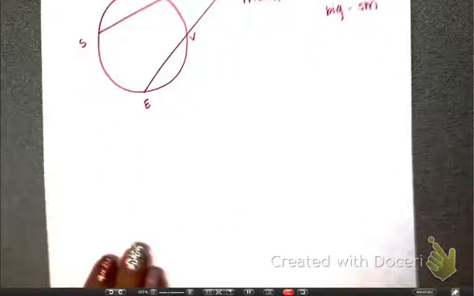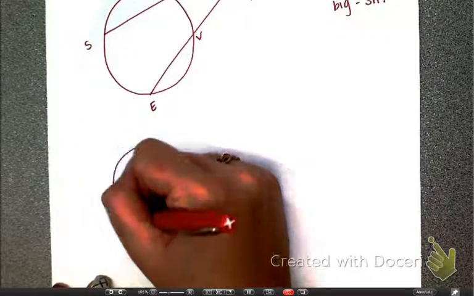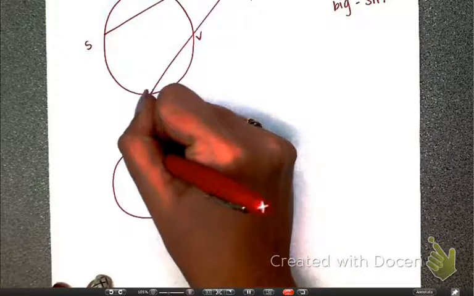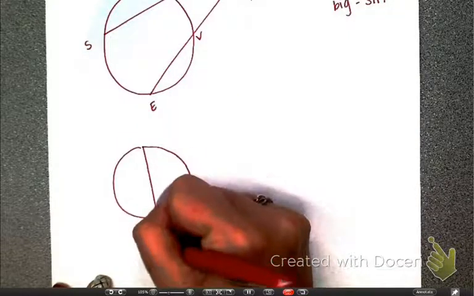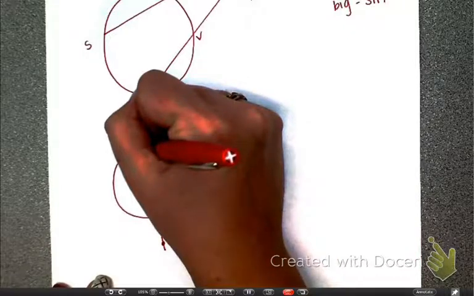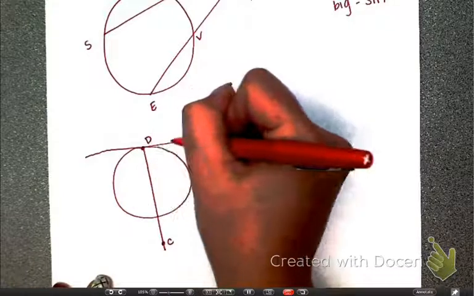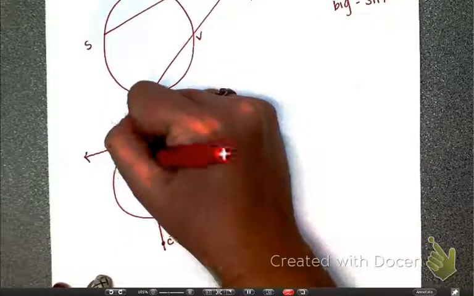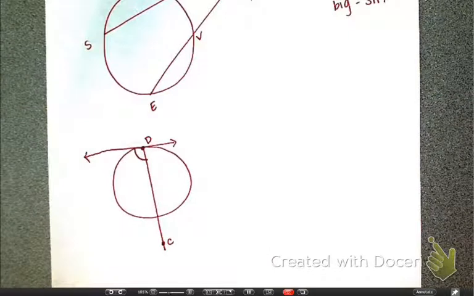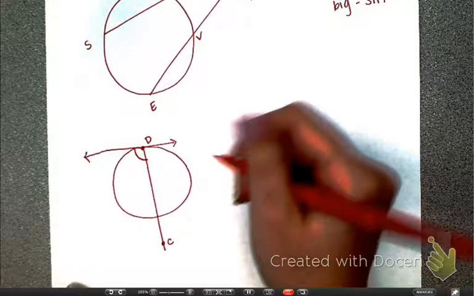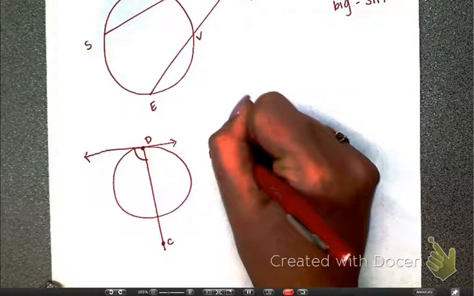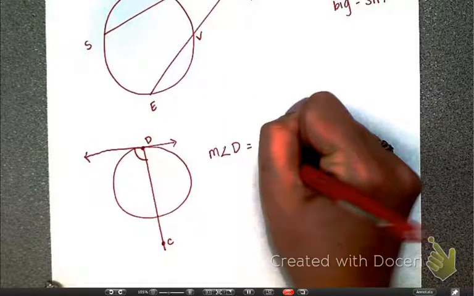And then your last one, which you actually saw on your homework last night. What type of angle is that? It's an inscribed angle because the vertex is on the circle. So just like with any other inscribed angle, you were going to take half of the arc.